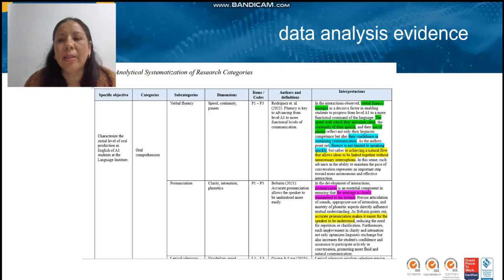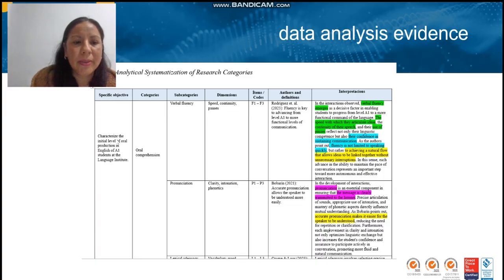And here is the evidence. This is a matrix that I said before. First, this matrix responds to the specific objectives of my research. For example, here I have to characterize the initial level of oral production. So I merged some categories after doing the coding: oral comprehension, subcategories verbal fluency, pronunciation, and after doing the actual coding, merged other dimensions: the speed, continuity, the pauses in the verbal fluency, the clarity, intonation, and pronunciation.